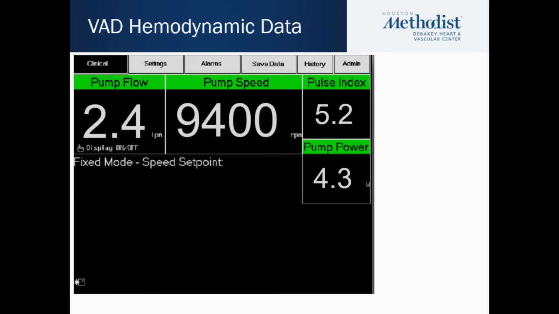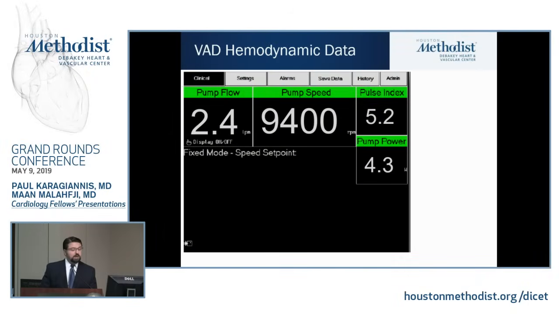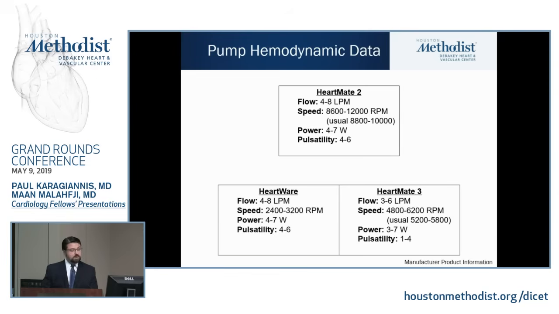This is the very familiar HeartMate 2 VAD console, familiar to us as fellows, perhaps a little less familiar to other members of the care team. So the important variables here are the pump flow, pump speed, pulse index, and pulse power. And we're going to work to try to understand these a little bit better as we go. And this is just a quick snapshot of normal operating hemodynamic parameters for the VADs.